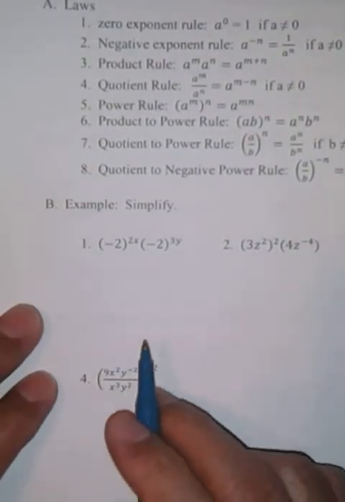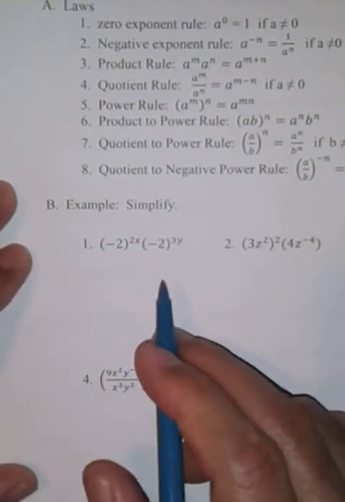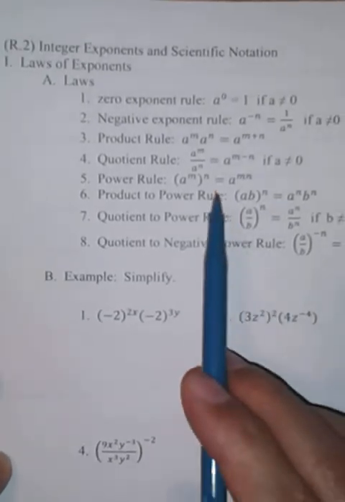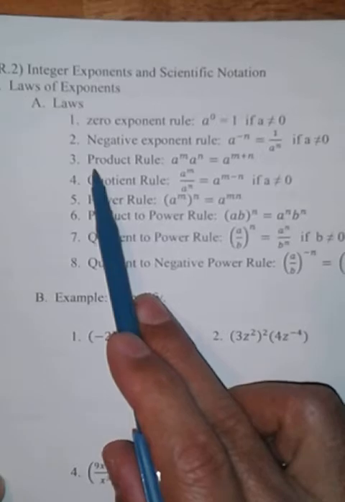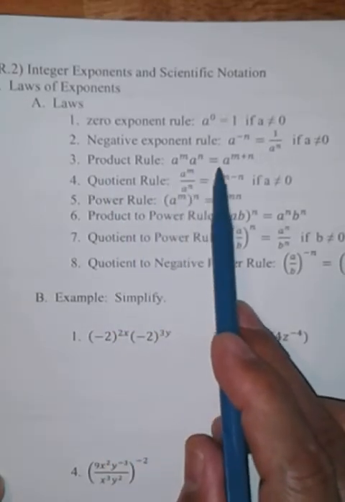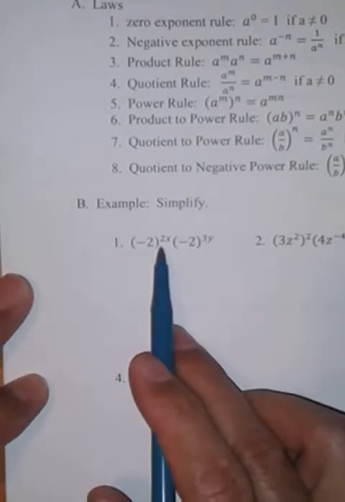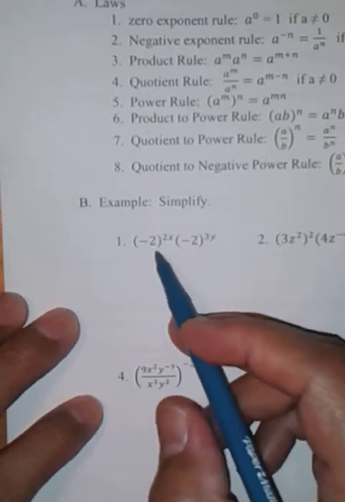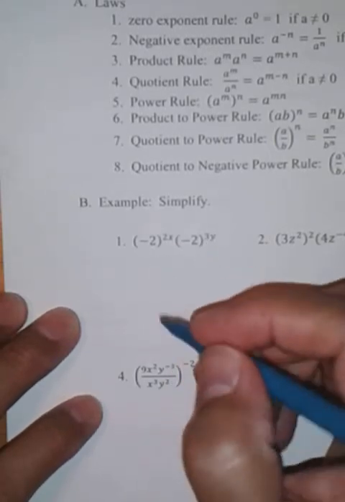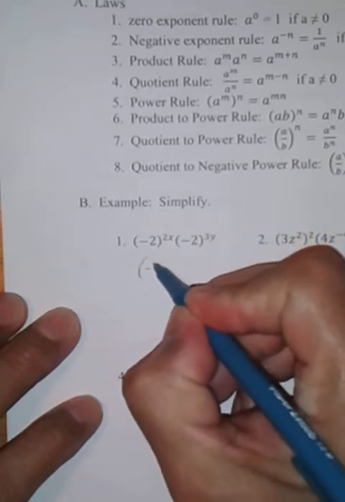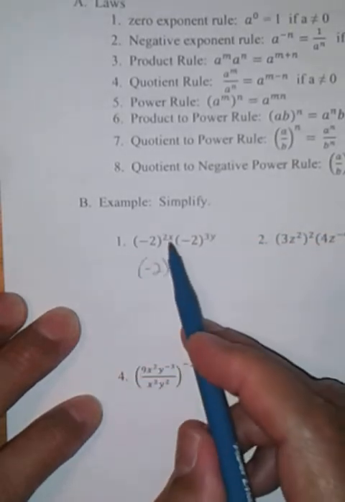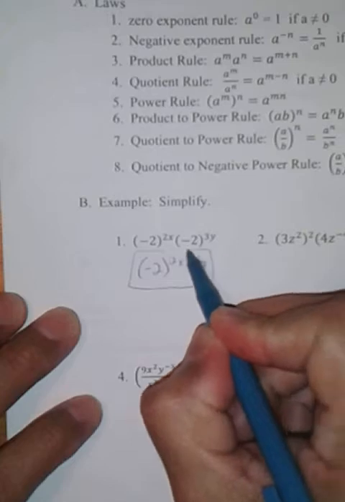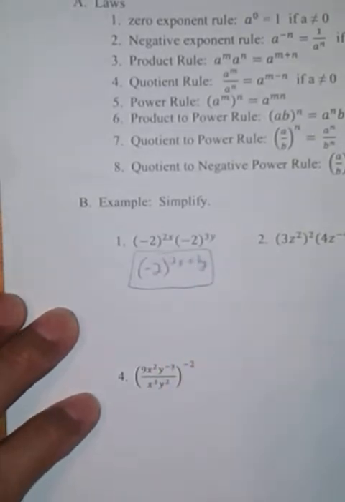So number one, negative 2 to the 2x times negative 2 to the 3y. So whenever we have, this is rule number 3, the product rule, which says a to the m times a to the n is a to the m plus n. That means when you have the same base multiplied with whatever exponents they have, you can just add the exponents. And so in this example, the base is negative 2, so we're going to repeat that base. So the answer will be negative 2 to the, and then we're just going to add the two exponents, 2x plus 3y. And we can't simplify that, so that's our answer, as simplified as it can be.